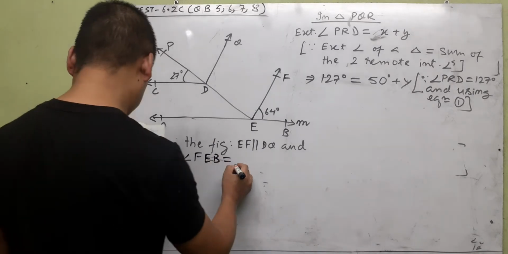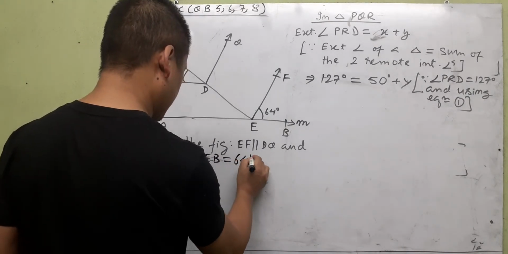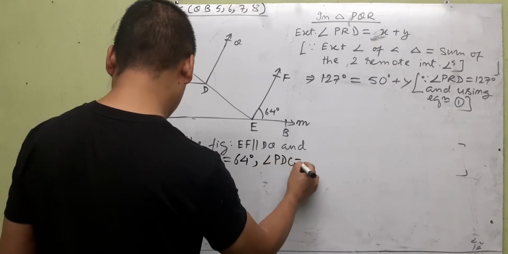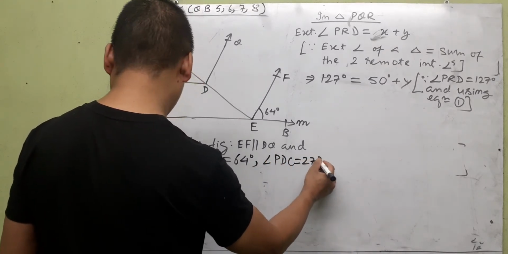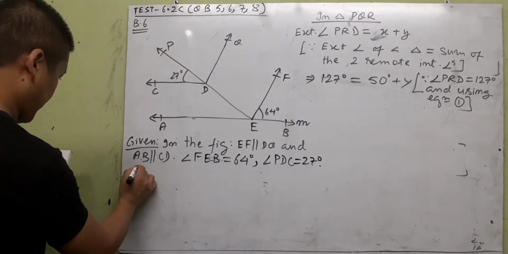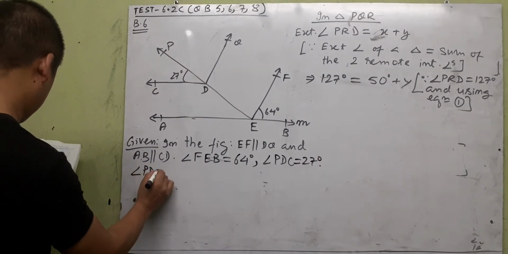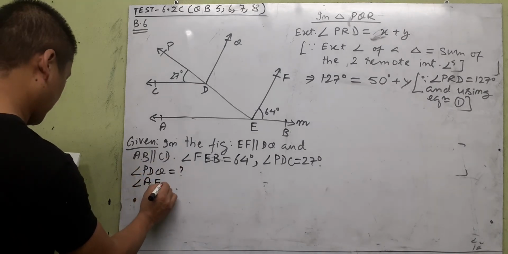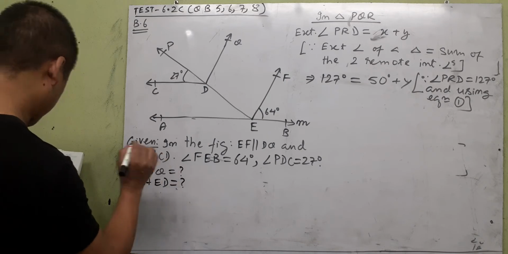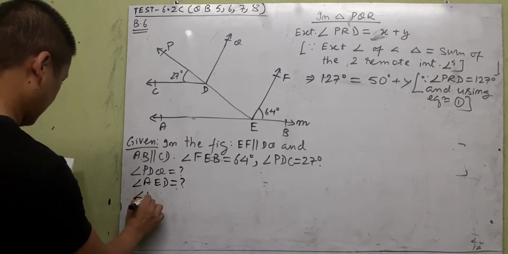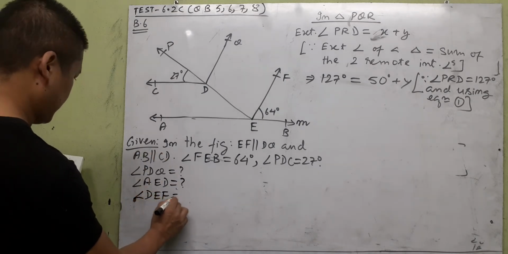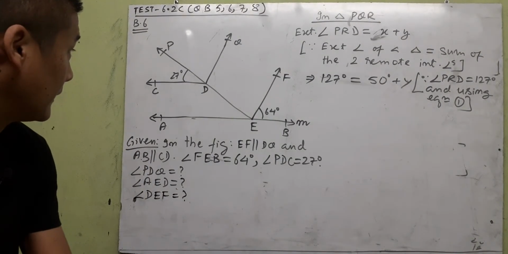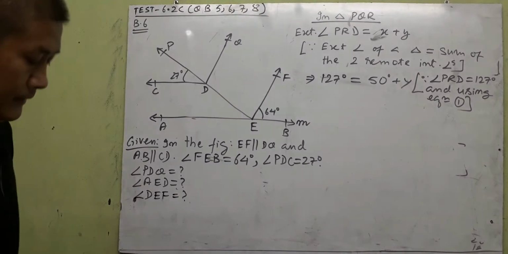FEB is going to be 64 degree, and angle PDC is given as 27 degree. With this, we have to find angle PDQ, question mark. Let us put it that way to spot it easily as we are solving. And then finally angle DEF. These three angles we have to find out. Let us start here with this one.